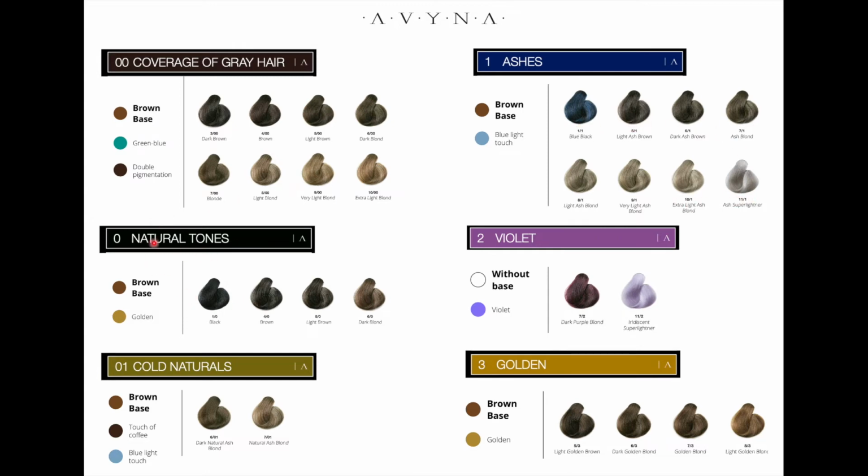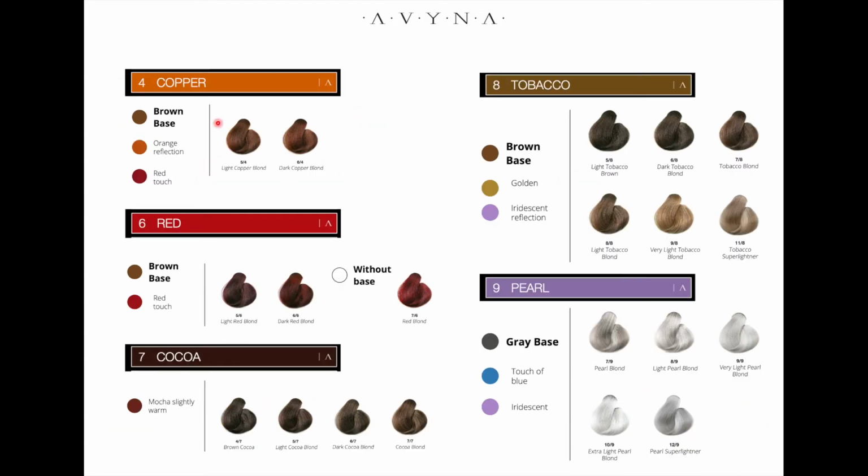In the natural tones, here you have black. This one does not have any reflection in it. And from 4 to 6, it's a little bit like a gold reflection. The 2, these ones are violets. These ones, they have a little bit of blue in it. These ones are the gold ones. You have 2 copper tones, the reds, the chocolates. This one, it's a brown with a little bit of gold. And this one is gray base with blue.